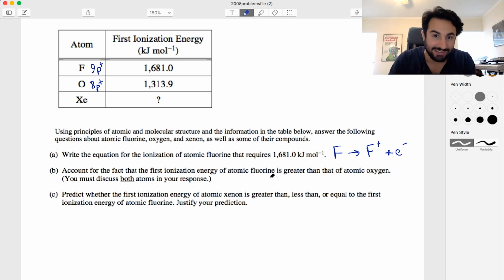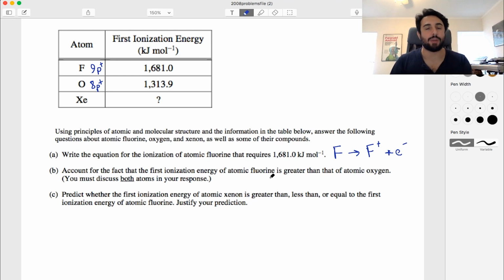It's more electronegative, right? And so what we're understanding is that additional proton makes it harder for an electron to be removed. We know that the closer opposite charges are to one another, the stronger the force between them. And so that additional proton, first of all, there's one more proton keeping that electron in there. So that's a greater attraction. Also, it's smaller. So the electrons are closer to the nucleus than they are for oxygen. So for that reason as well, it's harder to remove the electron.